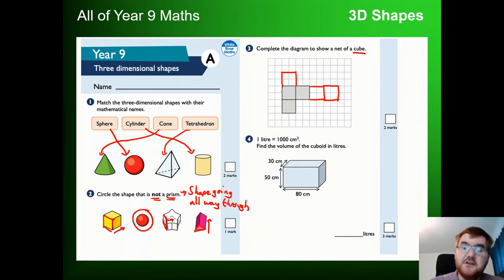There are alternatives. You could have put this square here over here. That also works as well. But just try and visualize in your mind how it all folds up to make the cube.